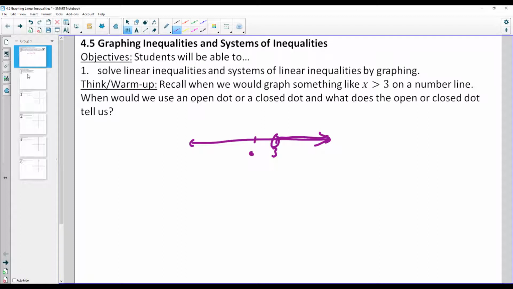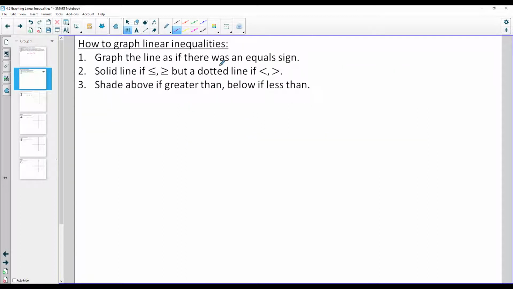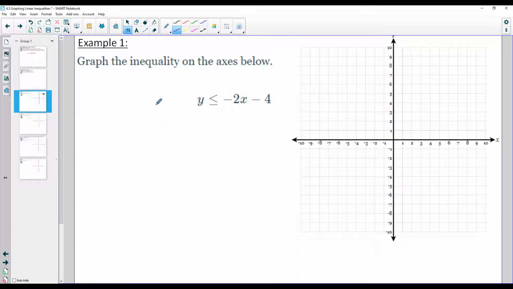We're going to do a similar thing when we graph linear inequalities, but here are a couple of quick steps. If you want to pause the video and write these down on how to graph linear inequalities, you absolutely can. Basically, I'm going to graph the line as if it was an equal sign, without the inequality, and then use a solid line, much like a solid dot, if it's less than or equal to or greater than or equal to, but a dotted line if it's less than or greater than, kind of like an open dot, right? It's like the closed dot, open dot thing, but for lines, a solid line or a dotted line. And lastly, we're going to shade above if it's greater than and below if it's less than, and we'll get a little more into that with an example.